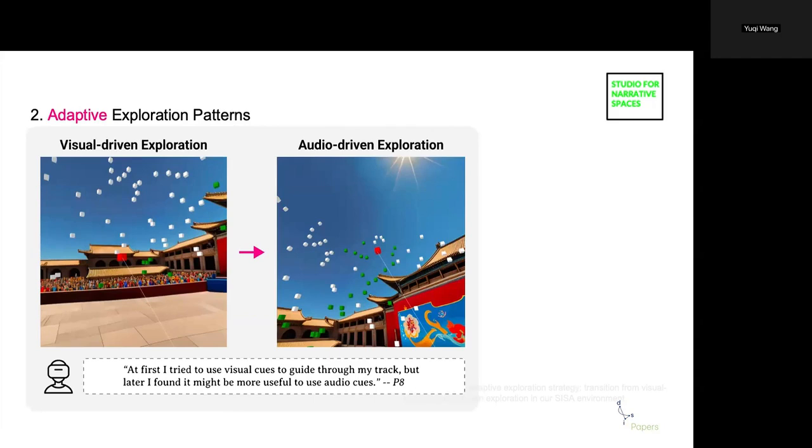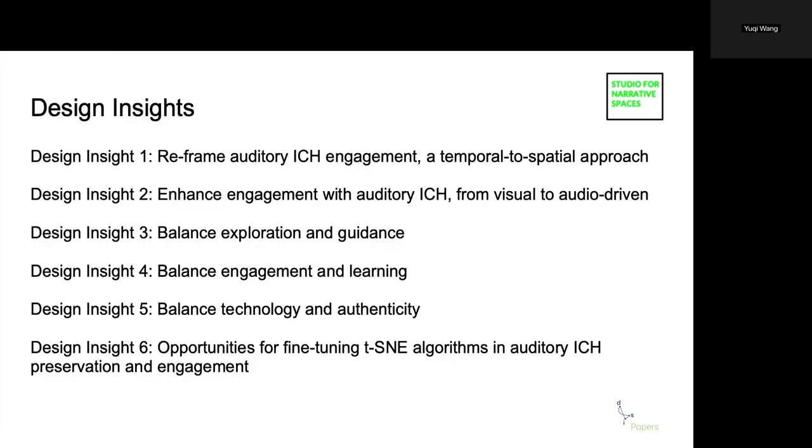Participants shifted from relying on visual cues to using audio cues for navigation. This shift highlights how spatial interaction can decenter visual dominance and promote richer auditory engagement, which is crucial for audio-centric performing arts. We distilled our findings into 6 key design insights.